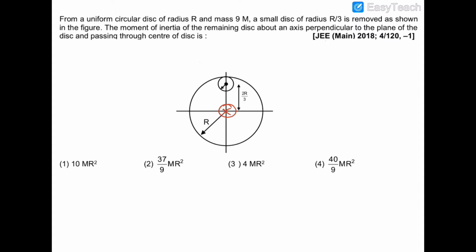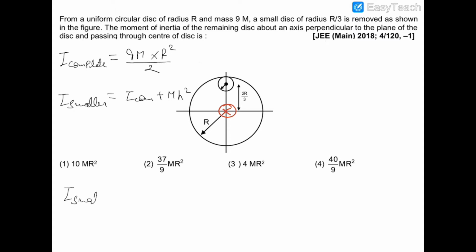So, first of all, let us see that for the complete disk, I complete disk will be equal to 9m into r square by 2 about this axis. Now I for the smaller disk will be equal to ICOM plus mh square. Now I smaller disk will be equal to the ICOM.